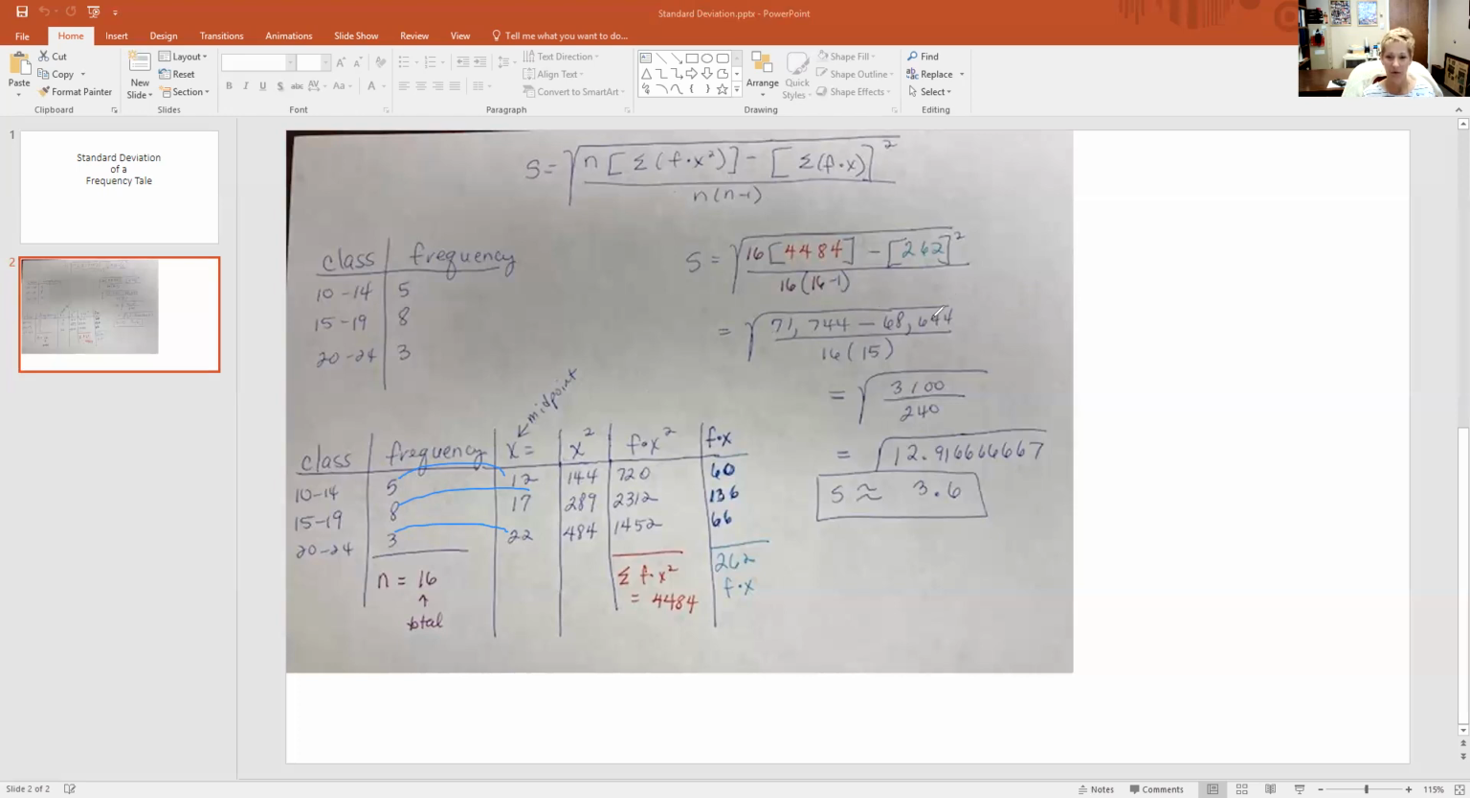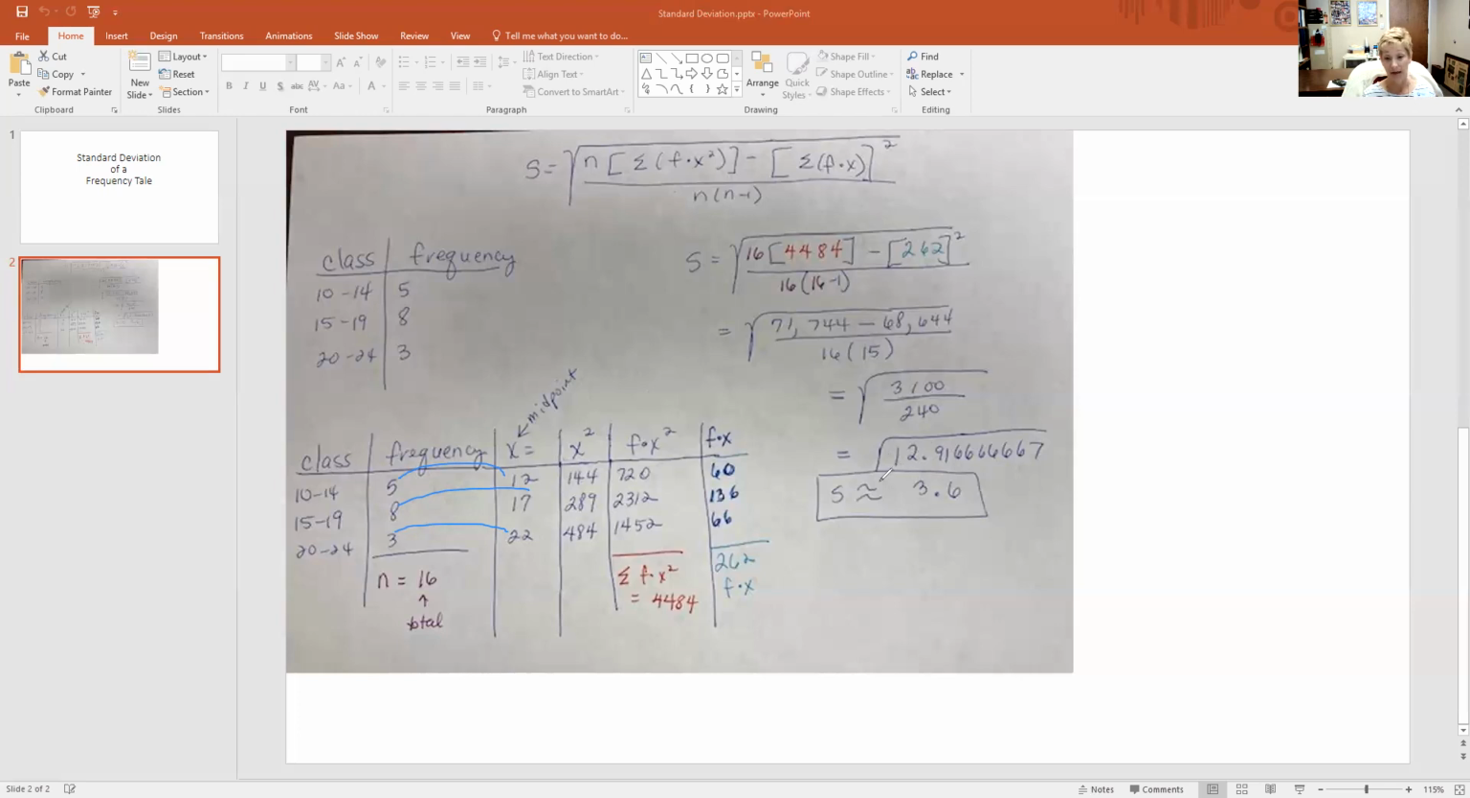So 71,744 minus this number right here gave me 3,100. And then when I said 16 times 15, I got 240. So then when I did 3,100 divided by 240, I got almost 13, a little more than 12 in my last steps to take the square root.